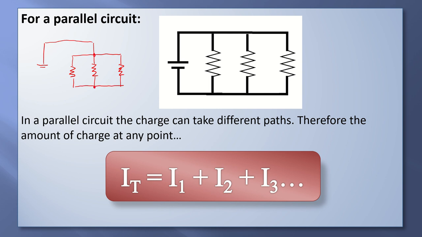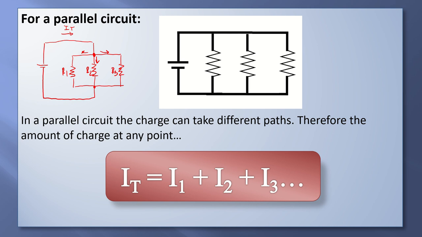We have this node here that goes like that. So for example, if I have my I total here, once it gets to this node right here, it has to split three ways. So this is my R1, R2, R3. Then the current will split into three different paths. It'll go this way, this is going to be my I1. It'll go this way, it's going to be my I2. And it'll go this way, it's going to be my I3.